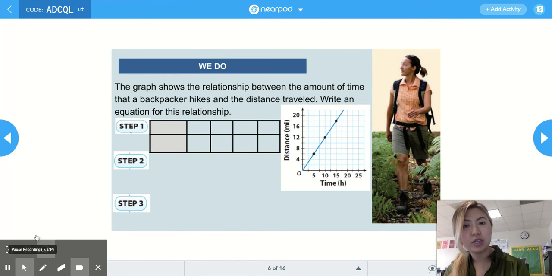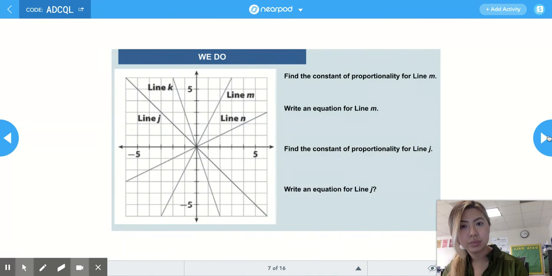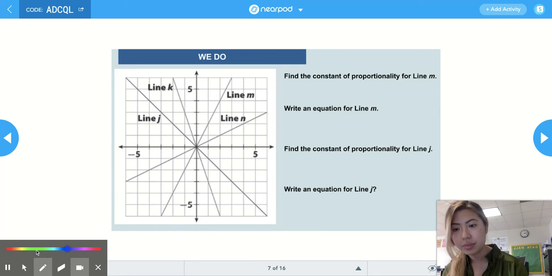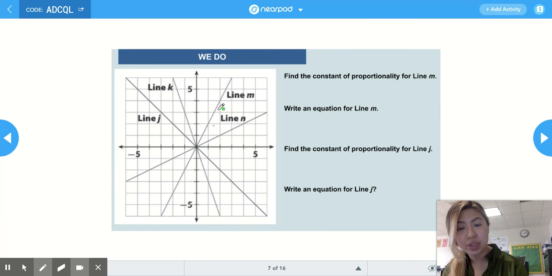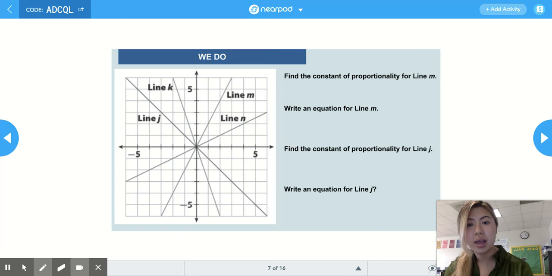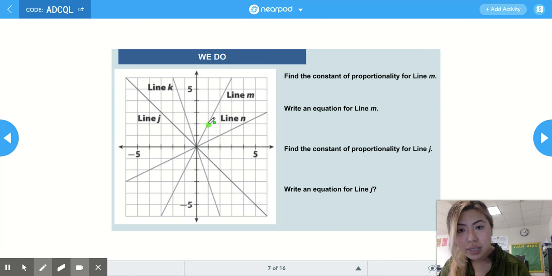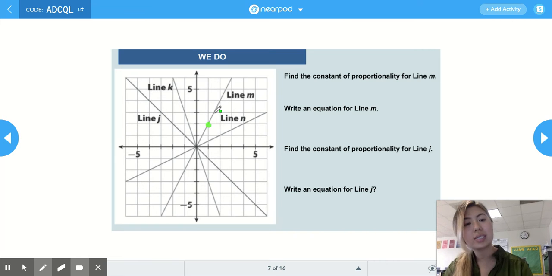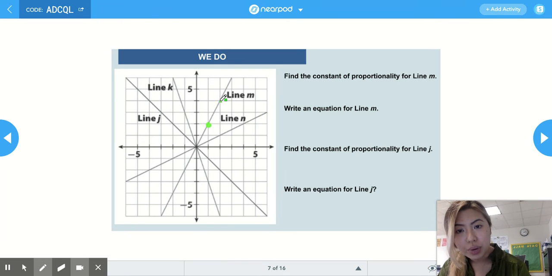This next we-do problem looks very similar to the I-do. For this we-do problem, we're given a graph with 4 different proportional lines. And so first we have to find the constant of proportionality for line M, which is this line right here. So what we're going to do is identify some coordinates of line M. So this is a good point. This is not a good point since it's not at the intersection where the gray lines on the graph meet. This is a good point right here.